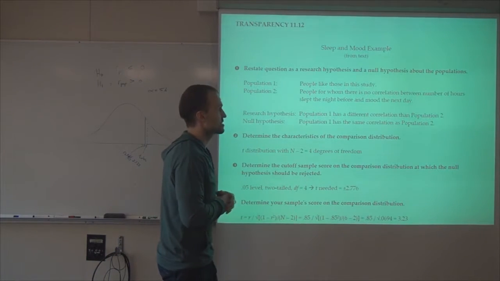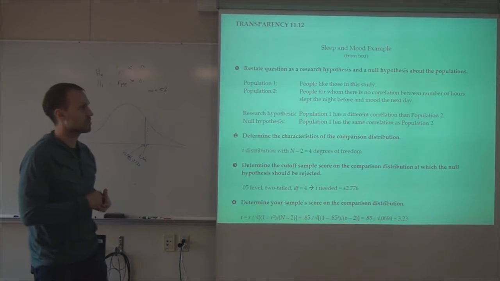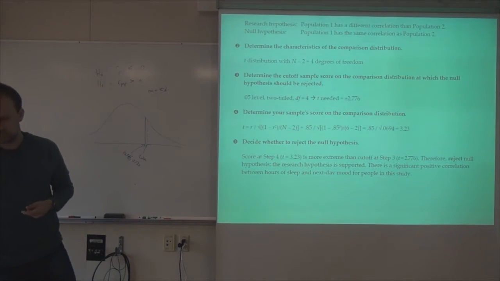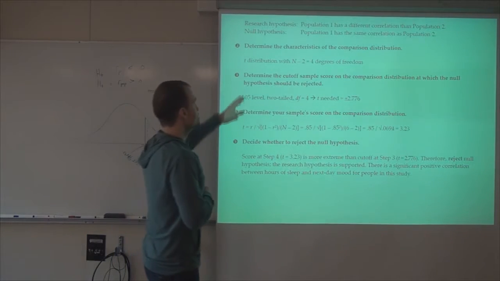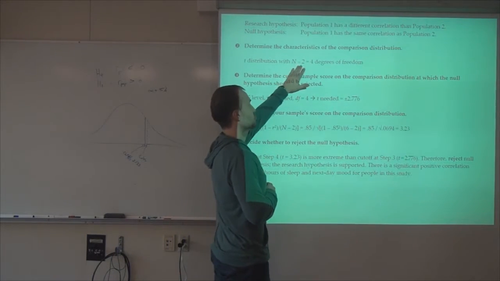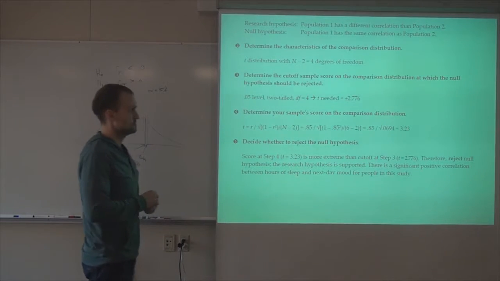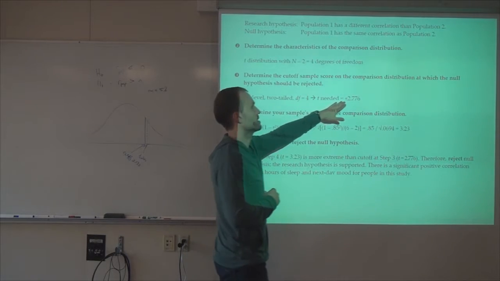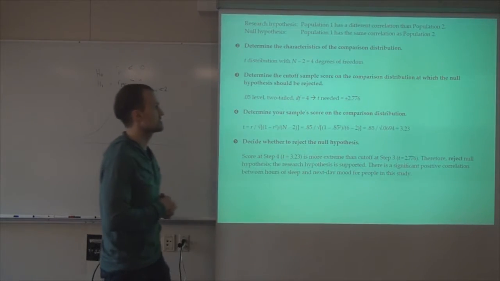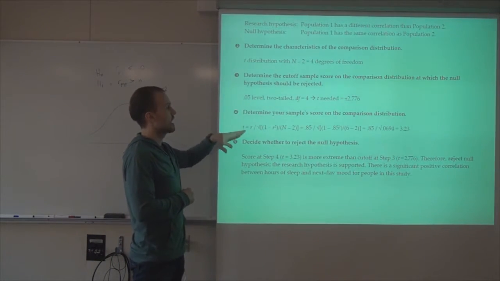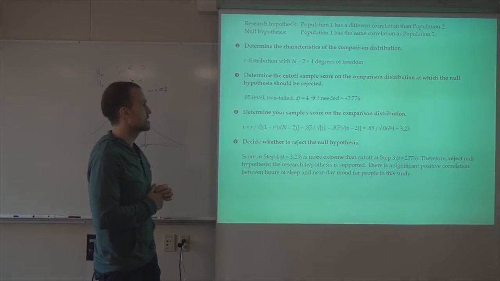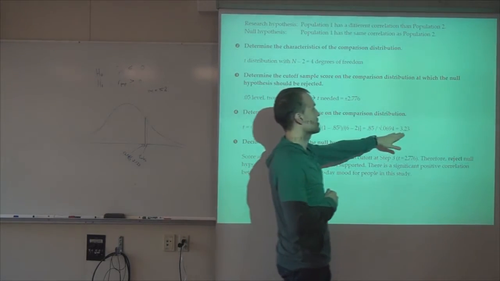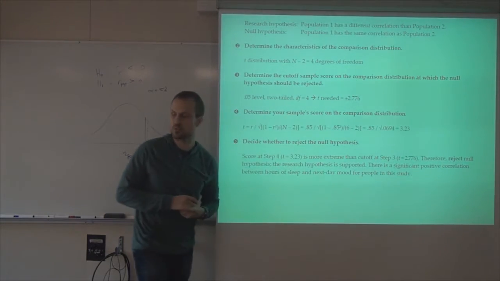Population 1 has a different correlation than population 2, or the same. In fact, then no correlation. So I have a t-distribution, 2 less than the sample size. So my cutoff t-score is like we've had before, 2.776 for a 5% alpha. I look at where my observed t-score sits, and it's at 3.23 in that situation.